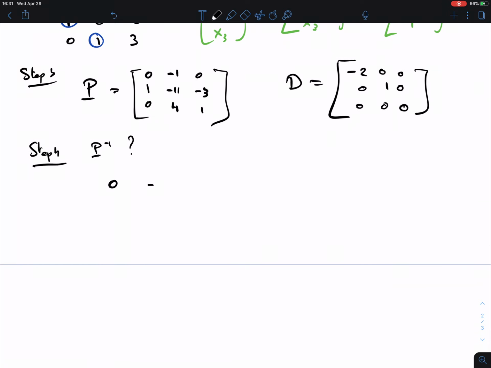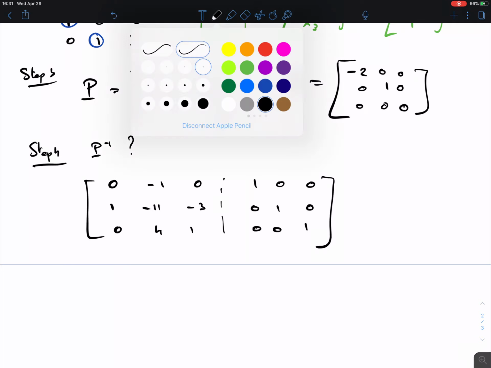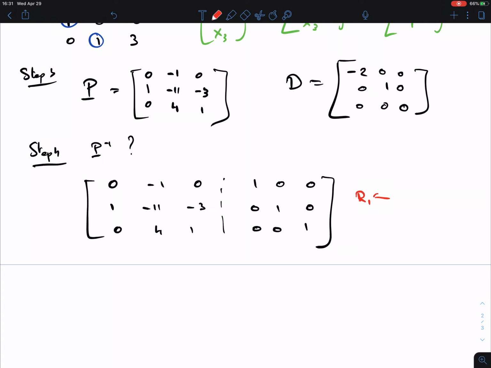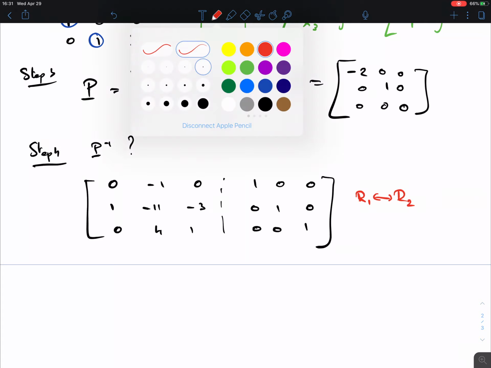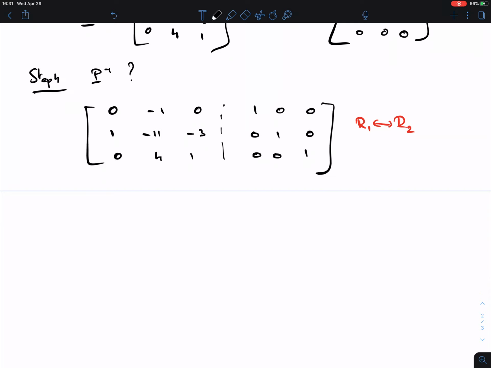So that is 0, negative 1, 0, 1, 0, 0, 1, minus 11, minus 3, 0, 1, 0, 0, 4, 1, 0, 0, 1. We augment it with the identity matrix. We need a 1 in the top corner, so I'm going to replace row 1 and row 2 with row 2. Switch them, I mean. So I get 1, negative 11, negative 3, 0, 1, 0. And then I have 0, negative 1, 0, 1, 0, 0, 0, 4, 1, 0, 0, 1.